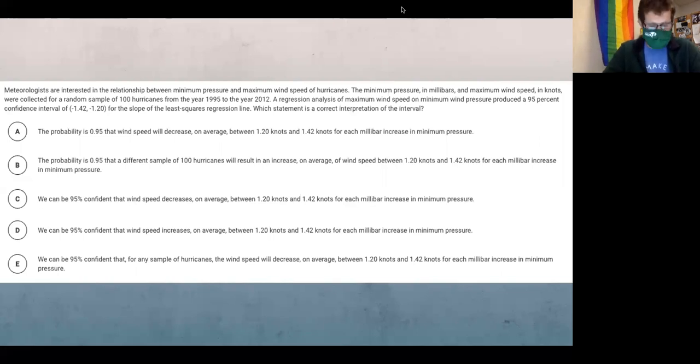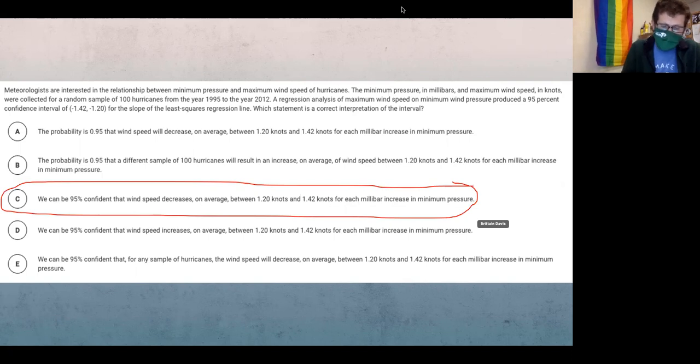Everyone thought the answer here was C, which is correct. And what we want to remember is that the confidence interval is predicting a slope. And this is an association between minimum pressure in millibars and maximum wind speed. If we have a negative slope, that means that as one increases, the other goes down. So as minimum pressure increases in millibars, we would expect the wind speed to decrease by somewhere between 1.2 and 1.42 knots. So at the very least, I'm sure you could have narrowed it down to these three, and maybe that's where you got lost, so we can rule those two out.